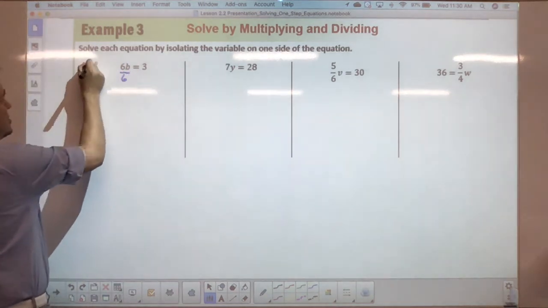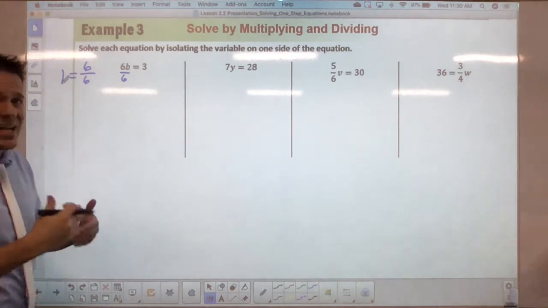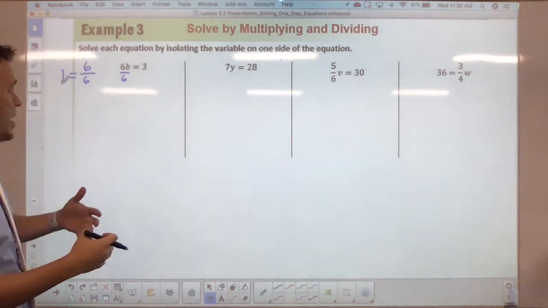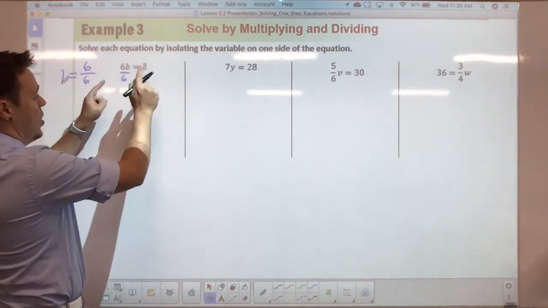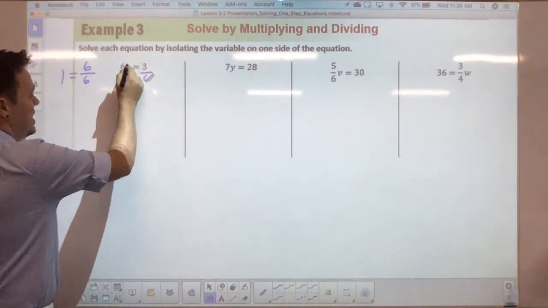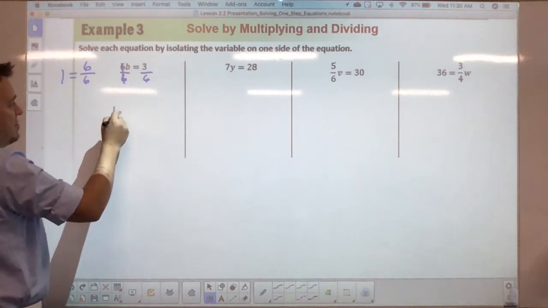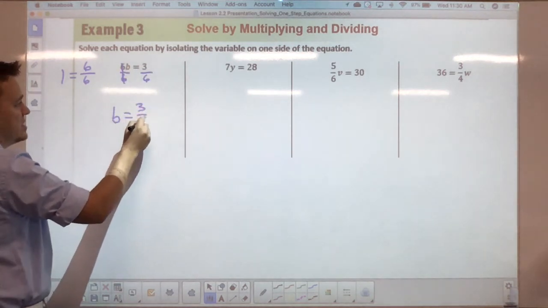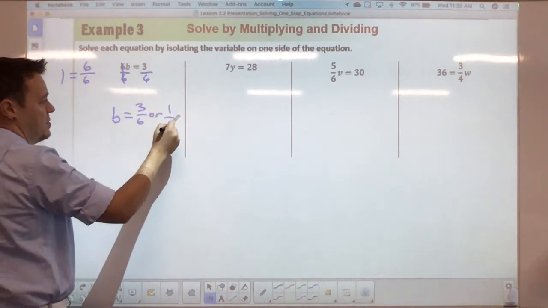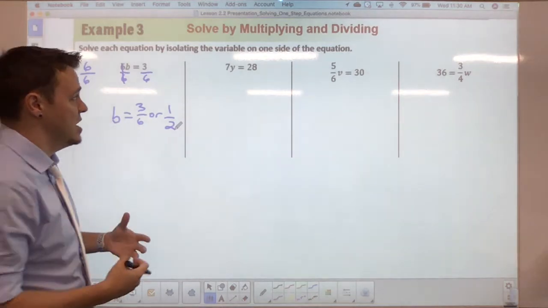So in order to get this b by itself, we got to get rid of this 6. Because you guys know that 6 divided by 6 equals what? It equals 1. So that's the goal. That's what we're trying to do, is make it a 1. Not a 0, but a 1. So if you divide this side by 6, you have to do this side by 6. And then your setup would be what? You would eliminate these two, and then you'd have b equals 3 over 6, or that can be reduced to 1/2, okay? So make sure you guys do the reduction as well if you can.